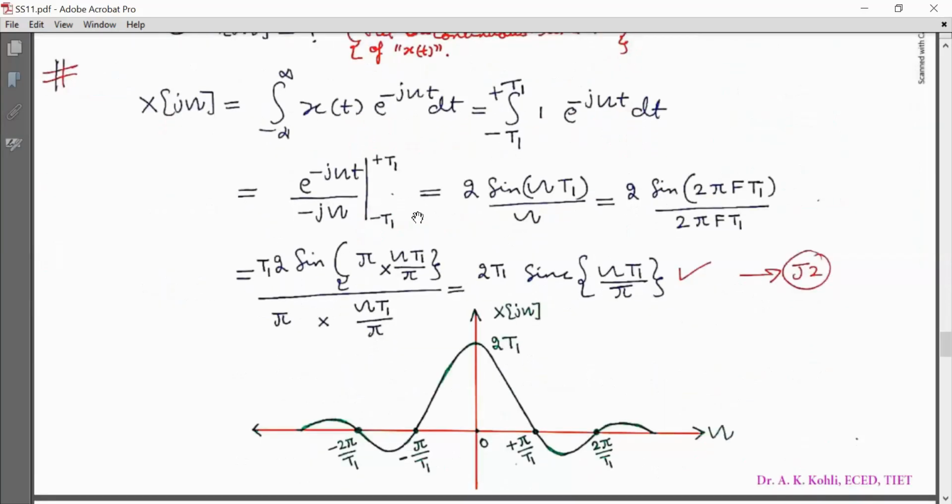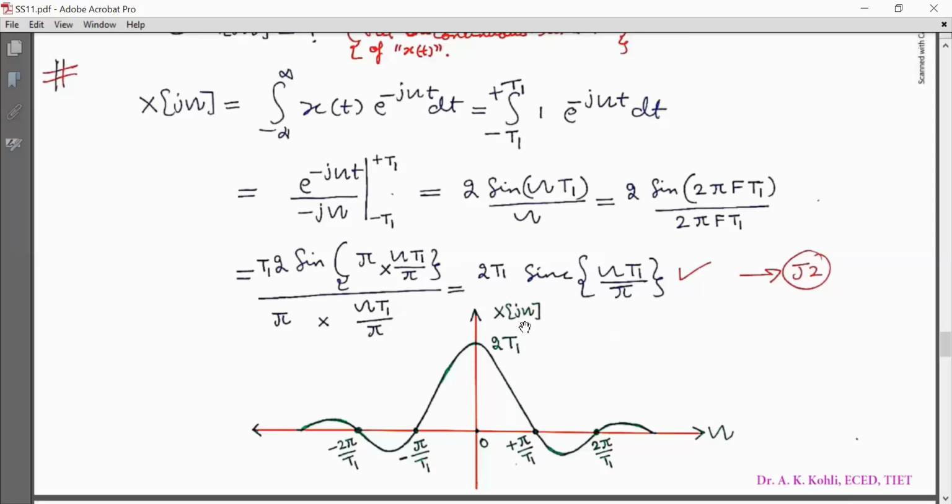Now, opting for the conventional integration procedure, I can get capital X(jω) is equal to 2 sin(ΩT1) divided by Ω, and that is equal to 2 sin(2πFT1) divided by 2πF, as shown. Now we can express this in terms of the sinc function, and we need to do this simplification. That leads to equation J2: capital X(jω) is equal to 2T1 sinc(ΩT1 divided by π).